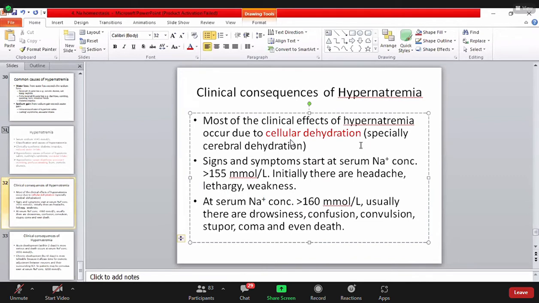And signs and symptoms start at sodium concentration more than 155 millimole per liter. What are the signs and symptoms? Headache, lethargy, weakness, etc. And at serum sodium concentration more than 160 millimole per liter, usually there are drowsiness, confusion, convulsion, stupor, coma, death occurs.